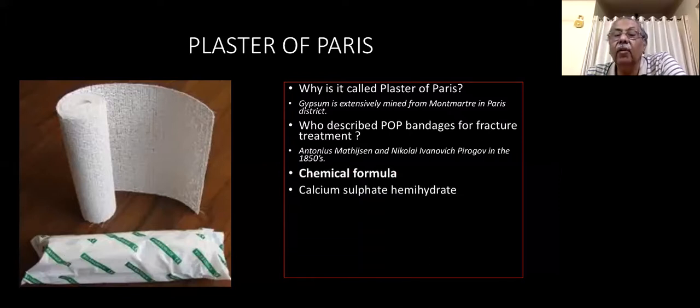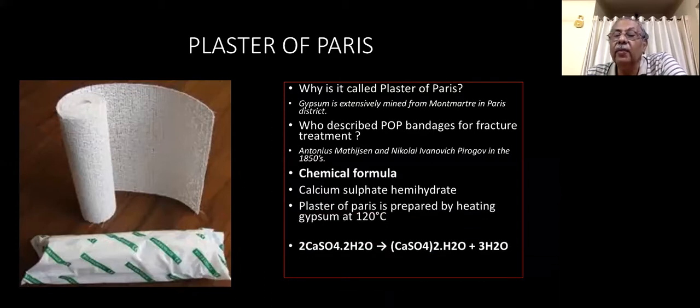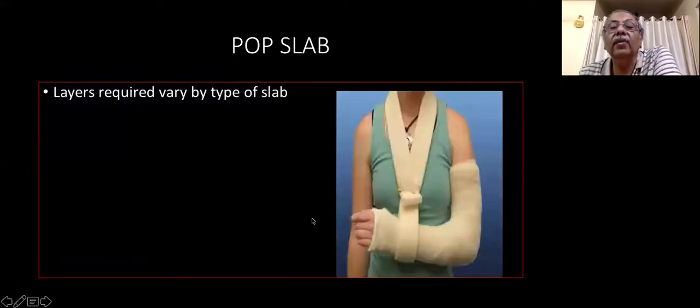What is the chemical formula? It is calcium sulfate hemihydrate. Plaster of Paris is prepared by heating gypsum at 120 degrees. It is not the gypsum as such that is the plaster of Paris. Gypsum is heated to 120 degrees. If you read the history, you can find out how a fire occurred in that area in Paris, which led to the discovery of plaster of Paris. So this is the formula of plaster of Paris.